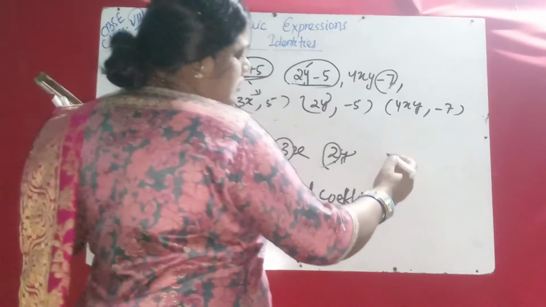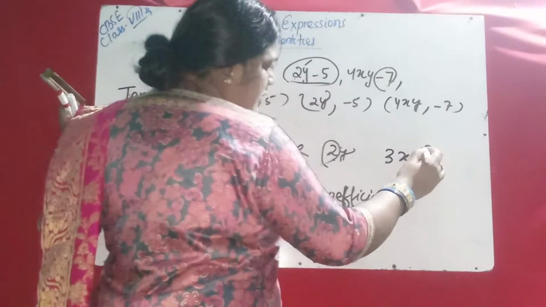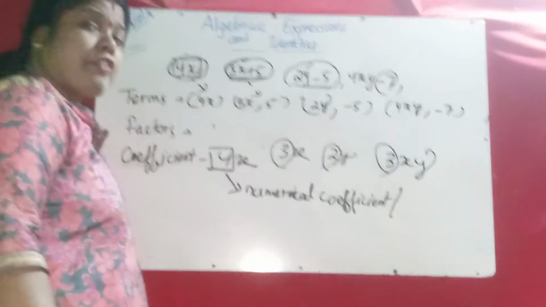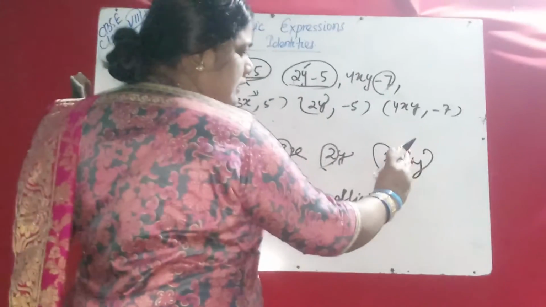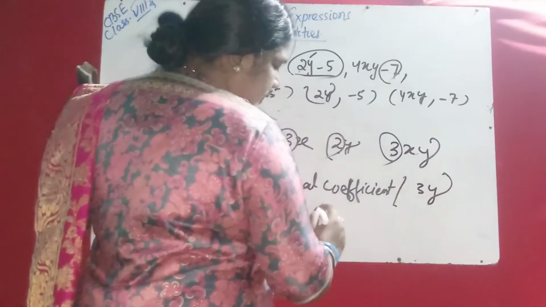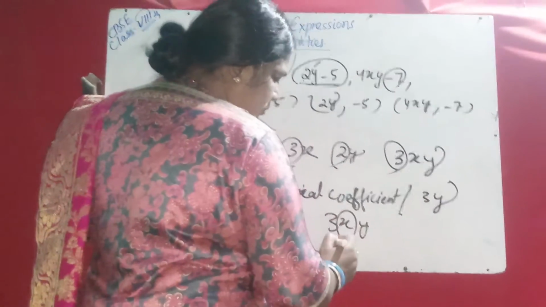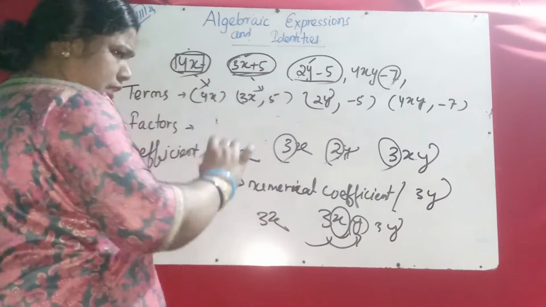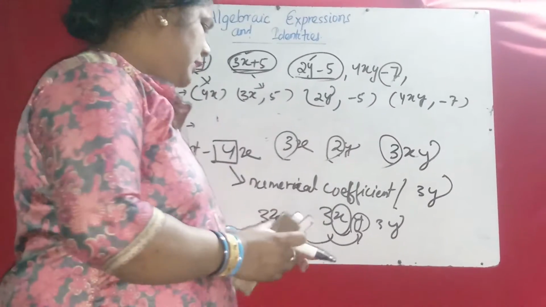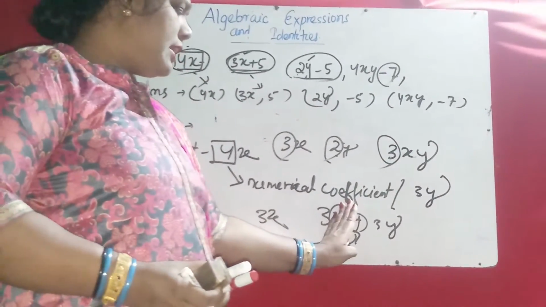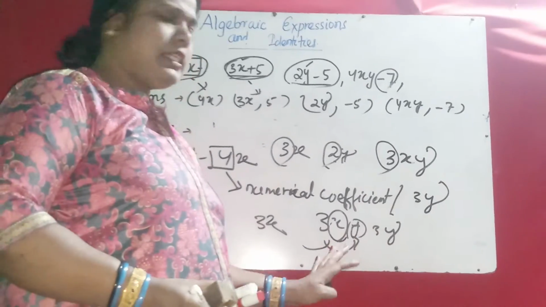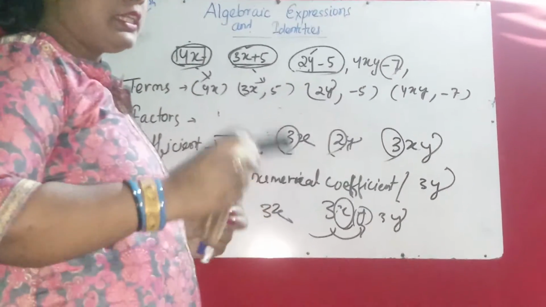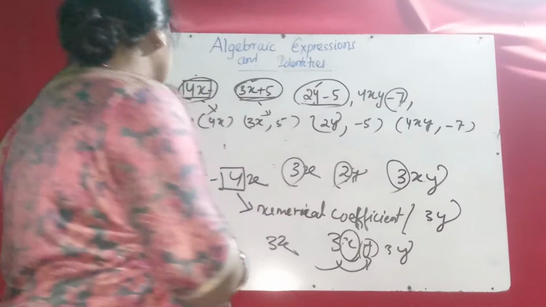So suppose 3xy. If you are asked the numerical coefficient, it is 3. Suppose you are asked the coefficient of x. It means you leave x, so it is 3y. In 3xy, the coefficient of x is 3y. The coefficient of y will be 3x. Understood? So in 3xy, the coefficient of x means you just hide x: 3y. The coefficient of y means you just hide y: 3x. So according to the question you have to answer the numerical coefficient or the coefficient of whichever variable is asked. Okay, so this is the idea.